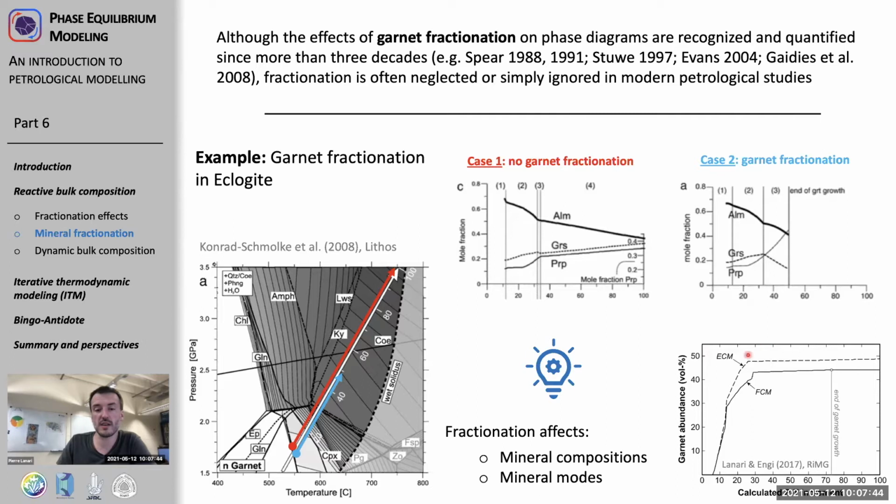It also affects the fraction of garnet that you model. If you use, for example, an equilibrium model, you will overestimate the modeled abundance of garnet in your system compared to if you use a fractional crystallization model. And we did that for exactly the same case as Matthias Schmolke.